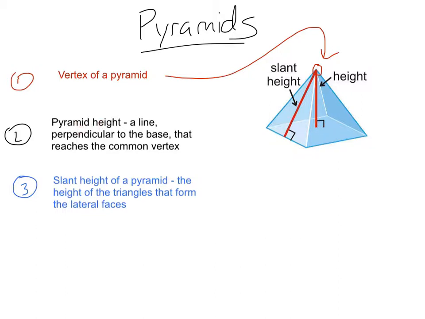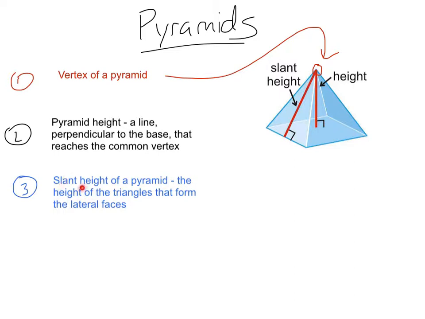Now let's talk about pyramid height though, okay? So it's a line that's perpendicular to the base that reaches the common vertex, okay? So if you were to walk inside this pyramid, go directly to the middle of this square, and look straight up, that line that would be formed by your, essentially your feet to the top of that pyramid is called the height.